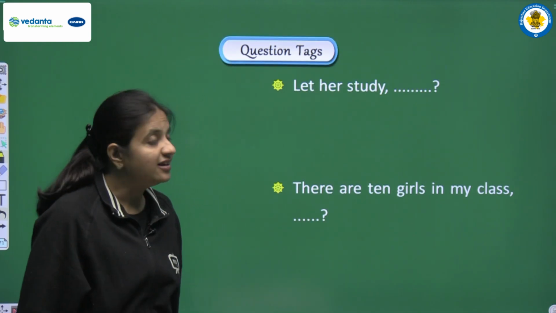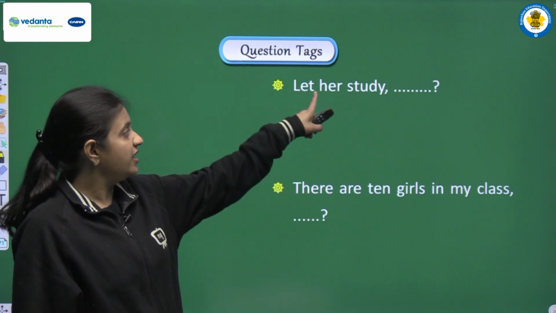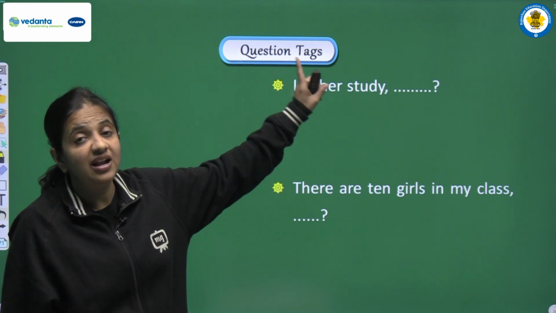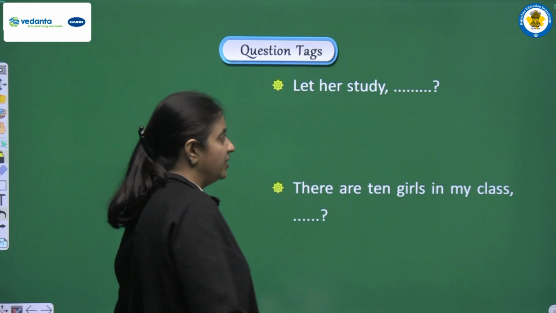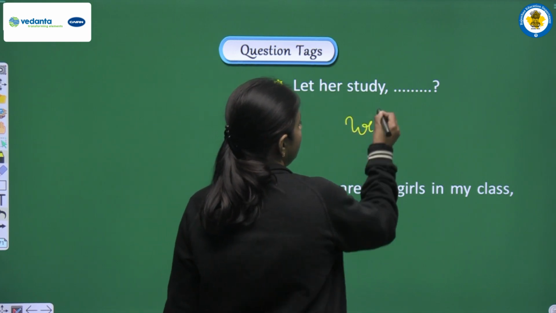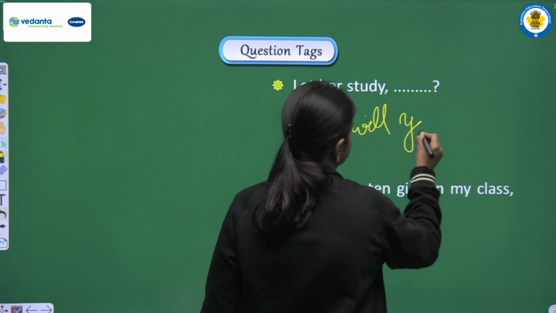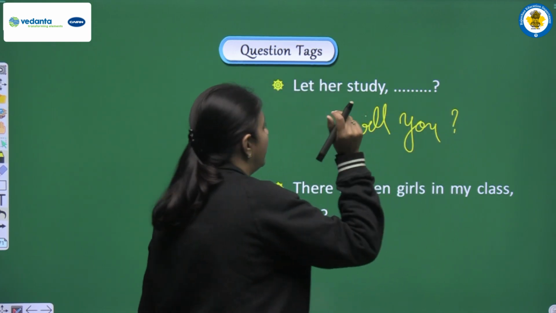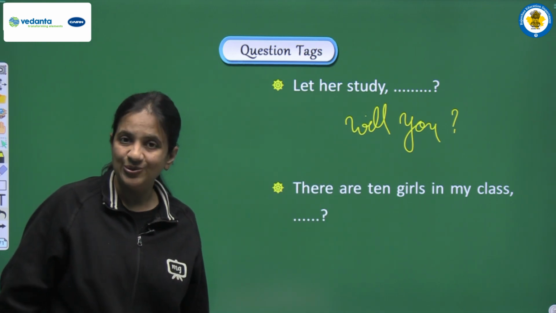Next is let her study. So now again we are having let, but after let we are having her. It means now our question tag will be will you. Let her study, will you.